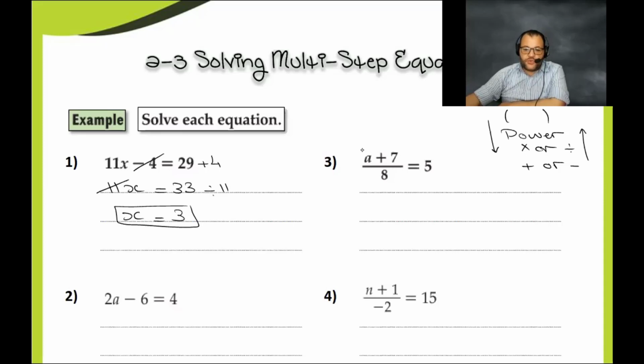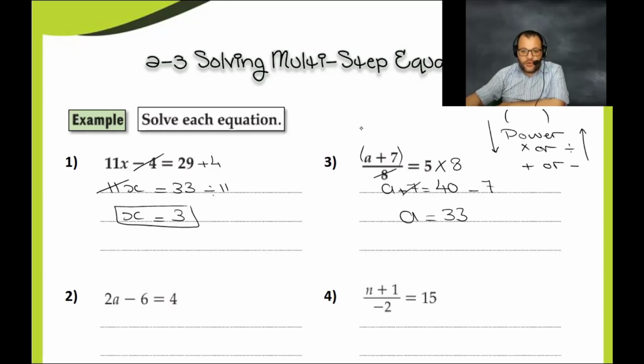Okay. Now for this one, we have a plus 7 over 8. A plus 7 over 8 means a plus 7 between two brackets. That means that's the last operation. Because it is over 8, it means divided by 8. To shift it to the other side, we multiply by 8. So a plus 7 equals 5 times 8, which equals 40. Now we need to shift 7 to the other side by subtracting 7. So a equals 33.